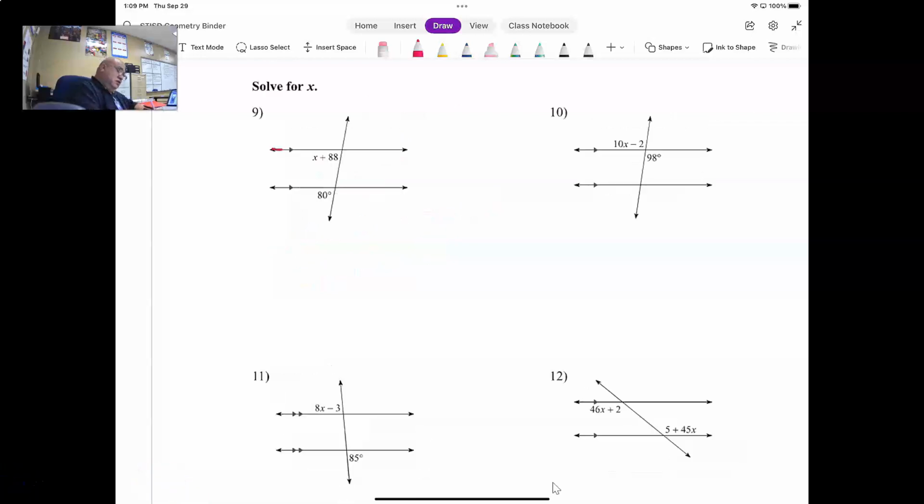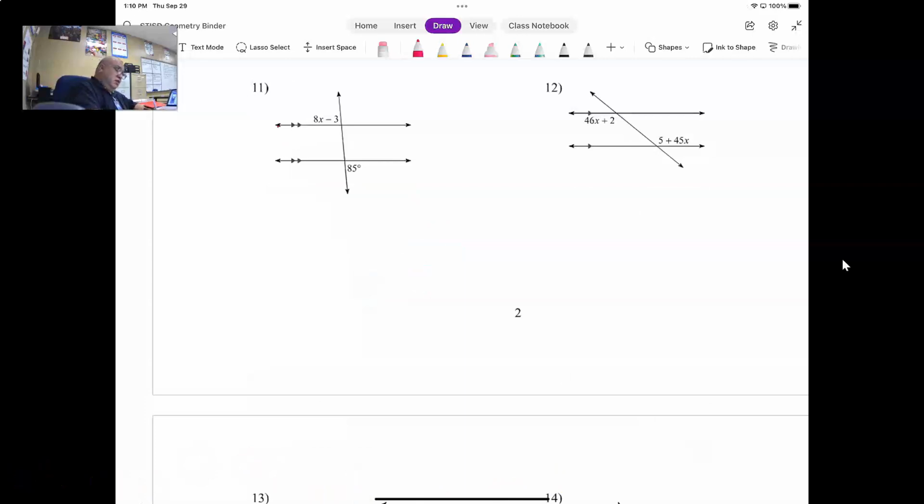Now we know that this line is parallel, so these are corresponding angles, and we know that if two lines are parallel, then corresponding angles are congruent. So you have x plus 88 is equal to 80. So x is equal to 80 minus 88. So x is equal to negative 8. Okay? And that's if two lines are parallel, then the corresponding angles are congruent.